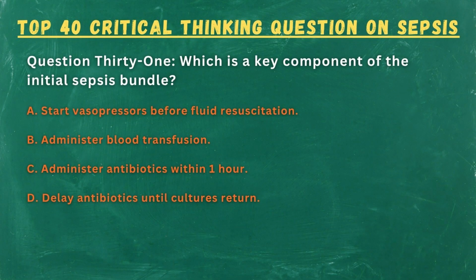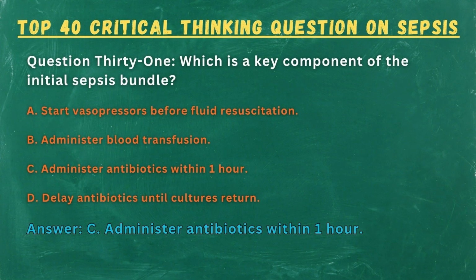Question 31. Which is a key component of the initial sepsis bundle? A. Start vasopressors before fluid resuscitation. B. Administer blood transfusion. C. Administer antibiotics within 1 hour. D. Delay antibiotics until cultures return. Answer: C. Administer antibiotics within 1 hour.